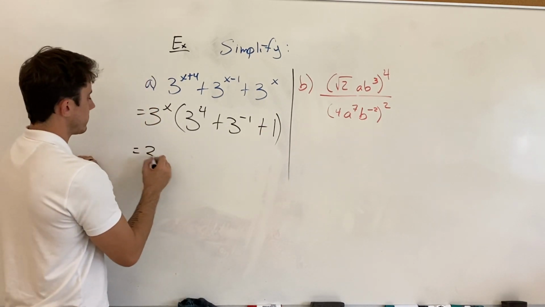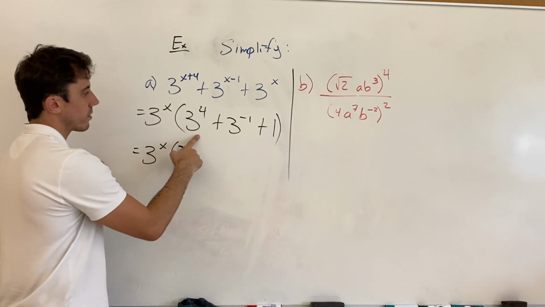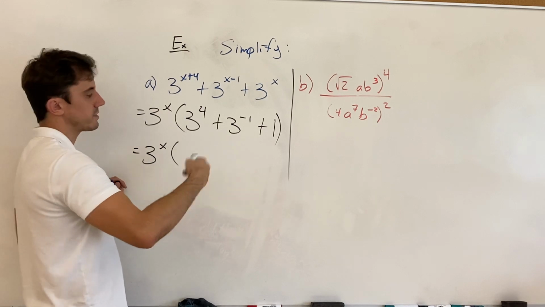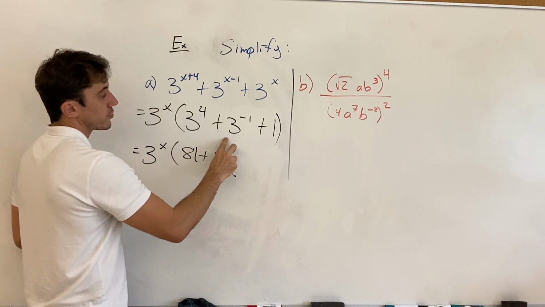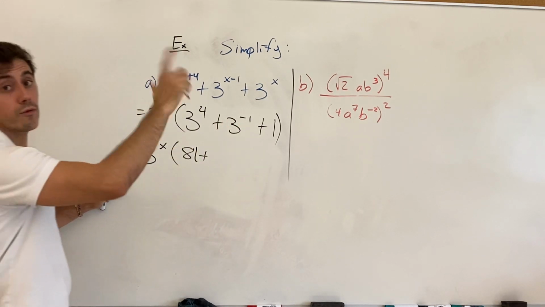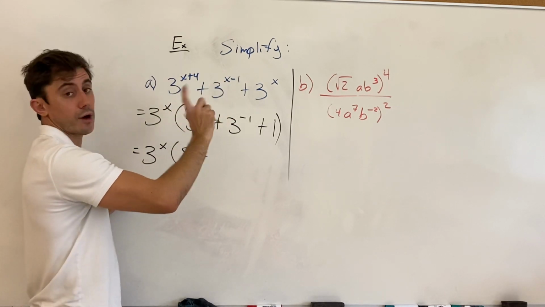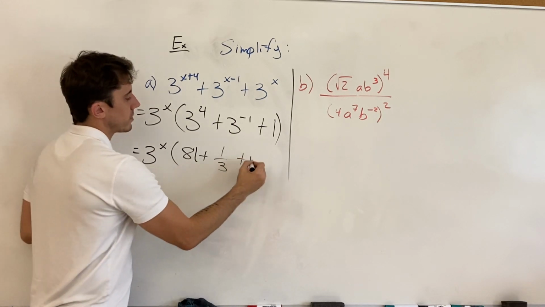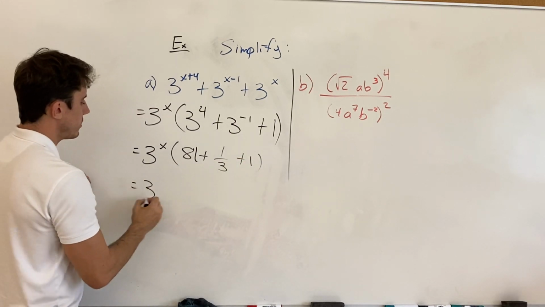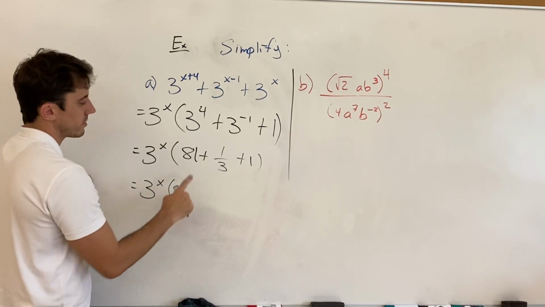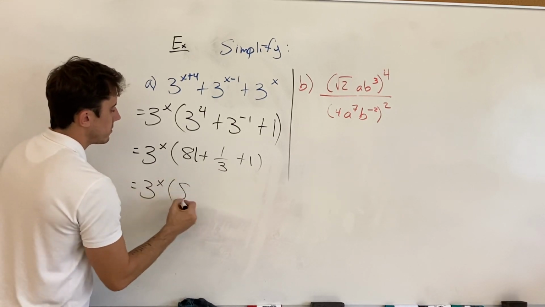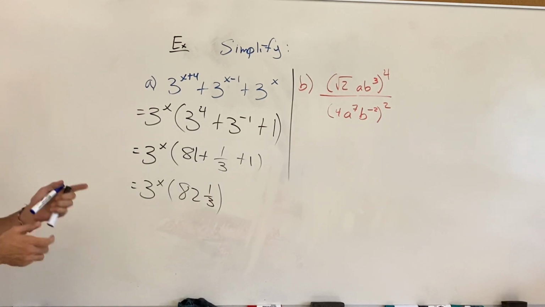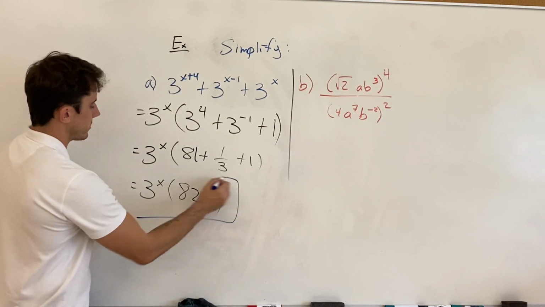Now let's go ahead and clean this up a bit. 3 to the power of 4, you might believe this in your head: 3 times 3 is 9, times 3 is 27, times 3 is 81, plus 3 to the power of negative 1, that means 1 over 3 to the positive 1, and so that's simply 1 over 3, and plus 1 at the end. And so we have our 3 to the x all the way up front. 81 plus 1 is 82, and as a mixed fraction, 82 and 1/3, and that's as good as it gets. So this is our simplified form.